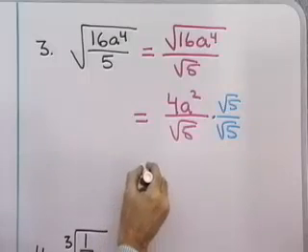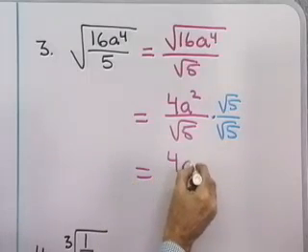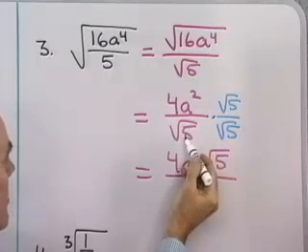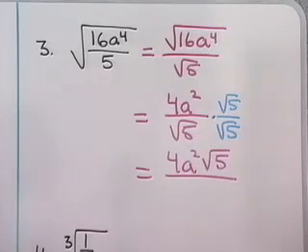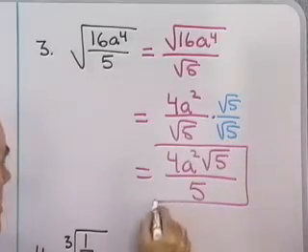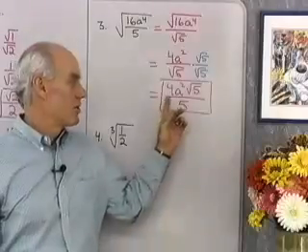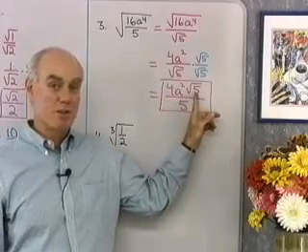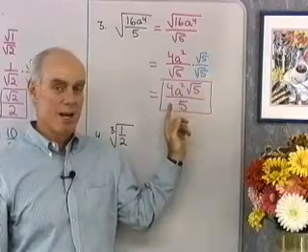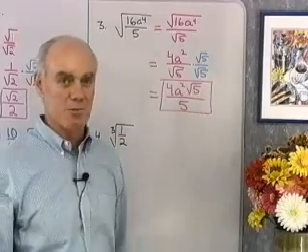And that gives me, in the numerator, 4a squared, square root 5. And in the denominator, square root 5 times square root 5, which is square root 25, which is just simply 5. So there's the simplified version of that. I know it's in simplified form because there's no perfect squares that divide this. There's no fractions under this radical, and there's no radicals in the denominator. Therefore, it must be in simplified form.